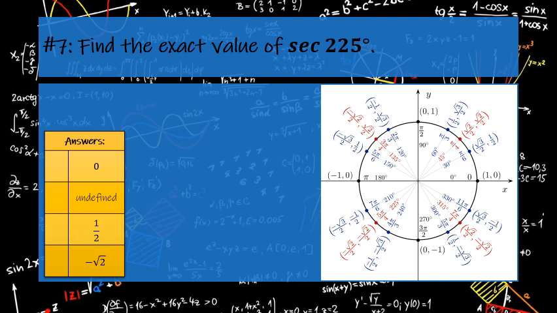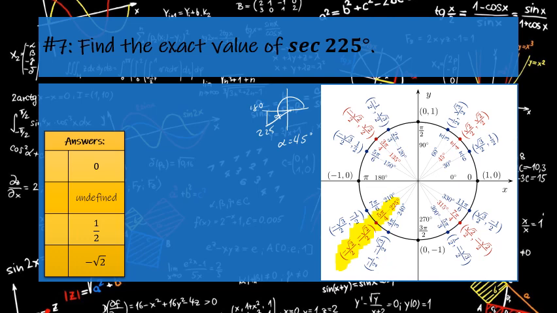Question number 7, find the exact value of the secant of 225 degrees. Since I have my unit circle here, I am going to use it. If I didn't have my unit circle, I would draw out my coordinate plane and figure out which quadrant I was in. So 225, you would be in quadrant 3.